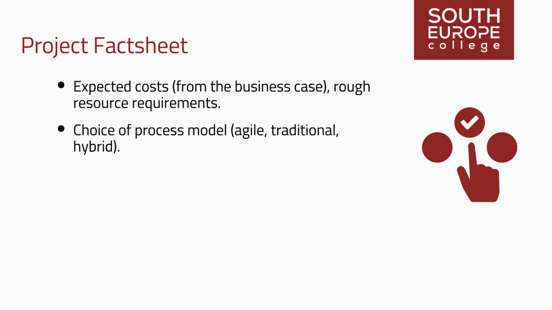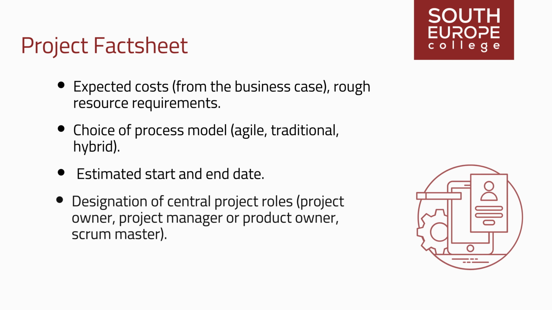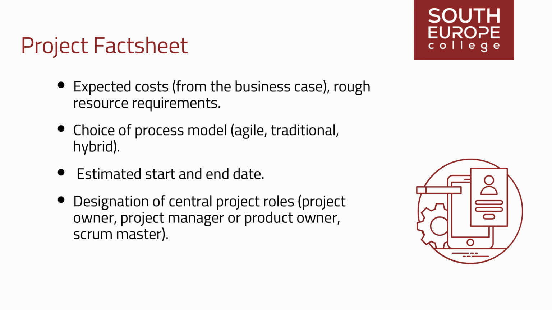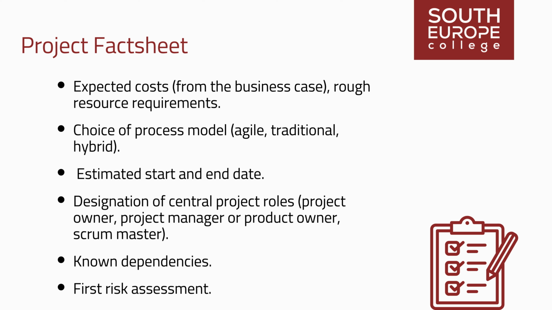Choice of process model: agile, traditional, hybrid. Estimated start and end date. Designation of central project roles: project owner, project manager, or product owner, scrum master. Known dependencies. First risk assessment.